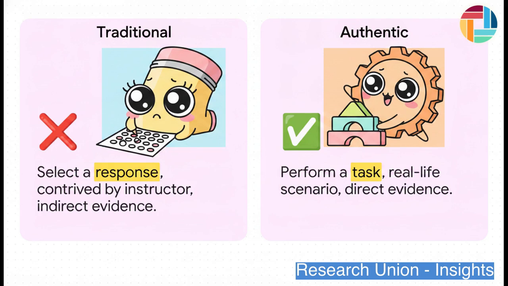They just select a response contrived by the instructor, which focuses on little bits of information. But in an authentic assessment, the student actually performs a task in a real-life scenario. It focuses on inquiry. The learning becomes active and student-structured. Bottom line, traditional testing gives us indirect evidence of learning, while authentic tasks give us direct evidence.